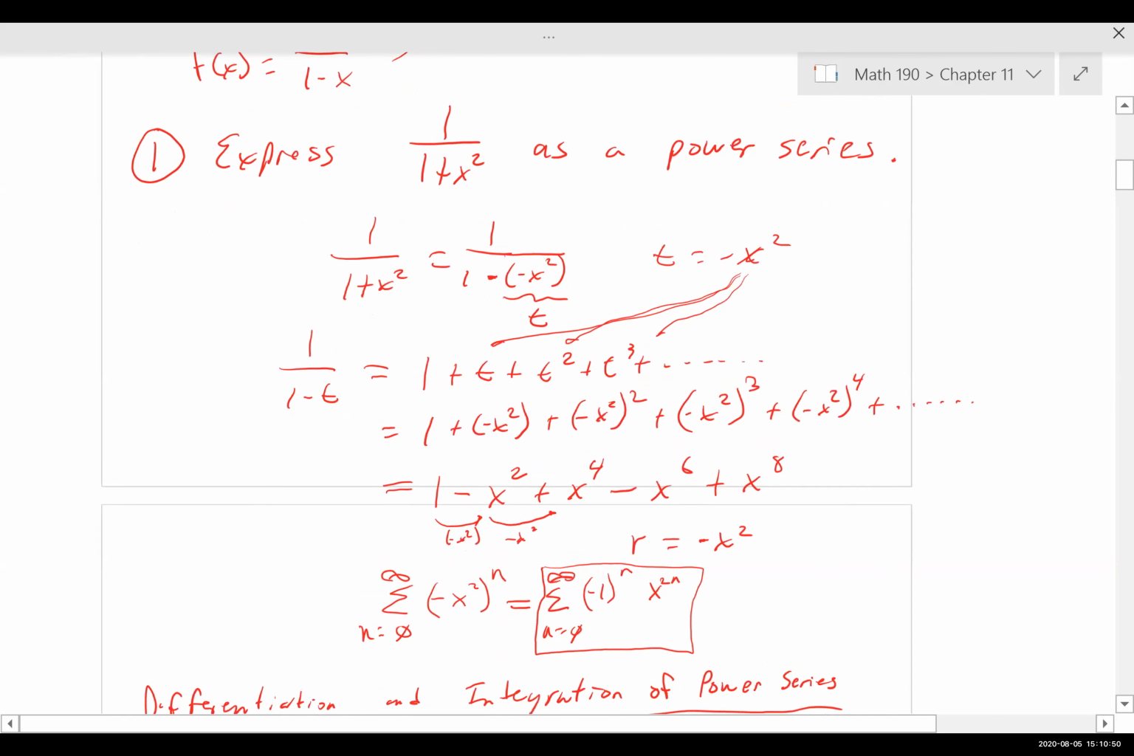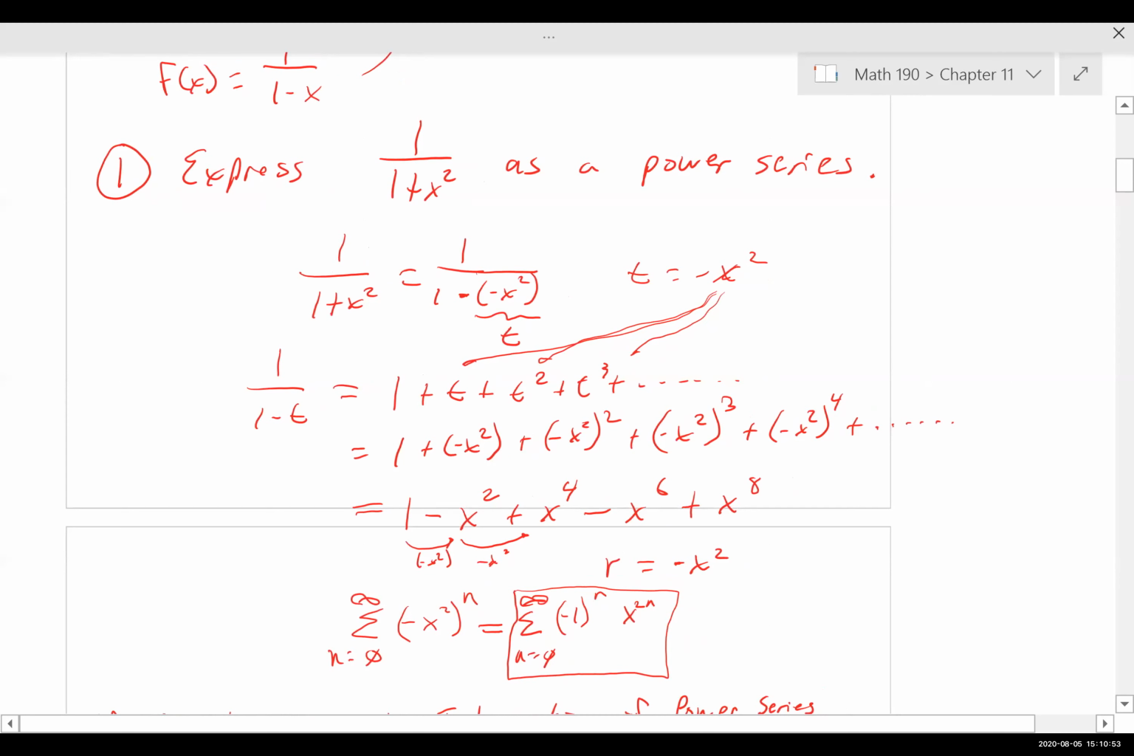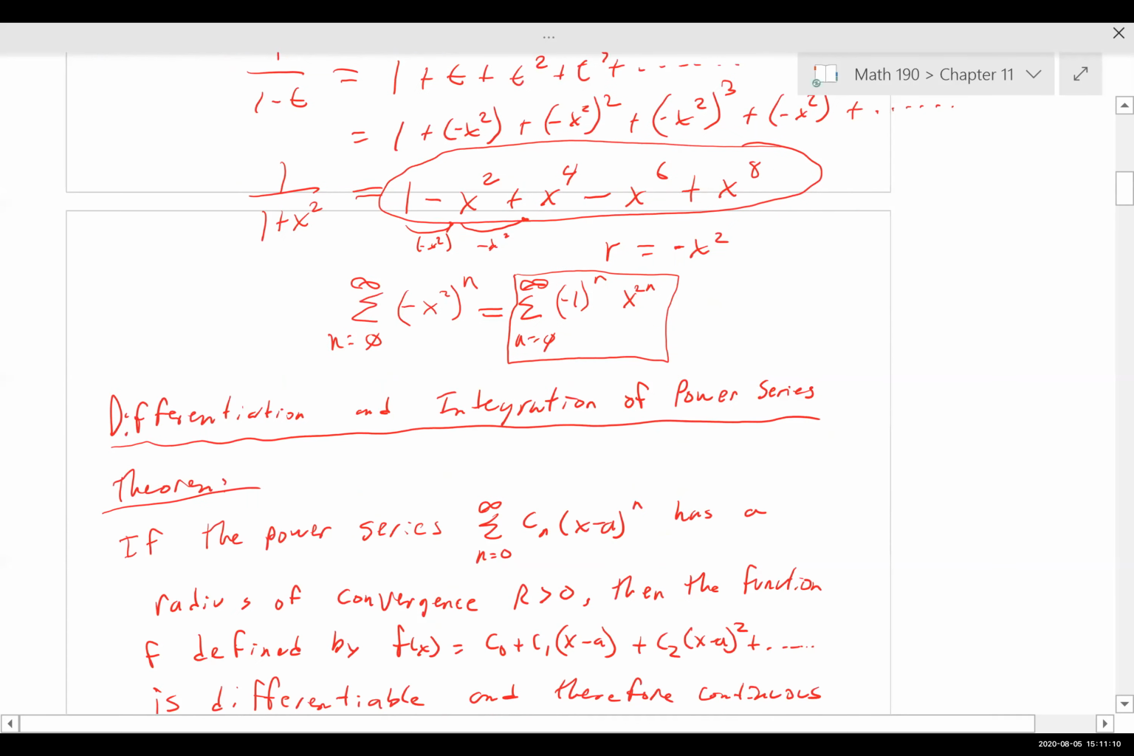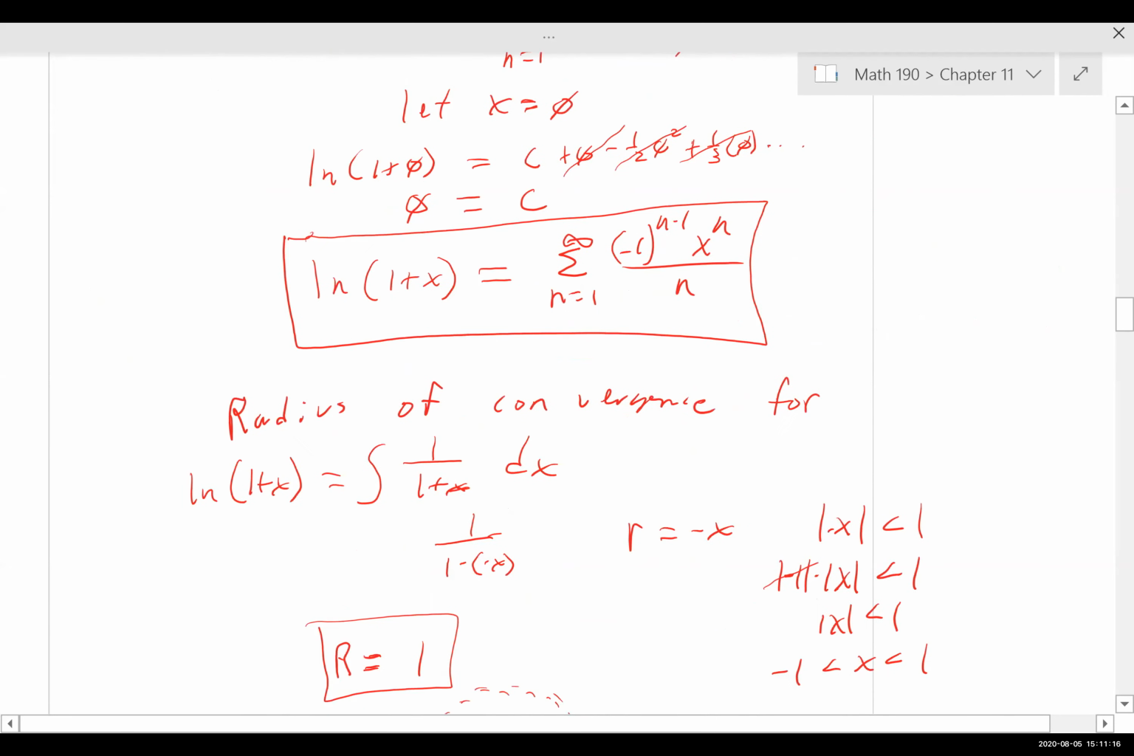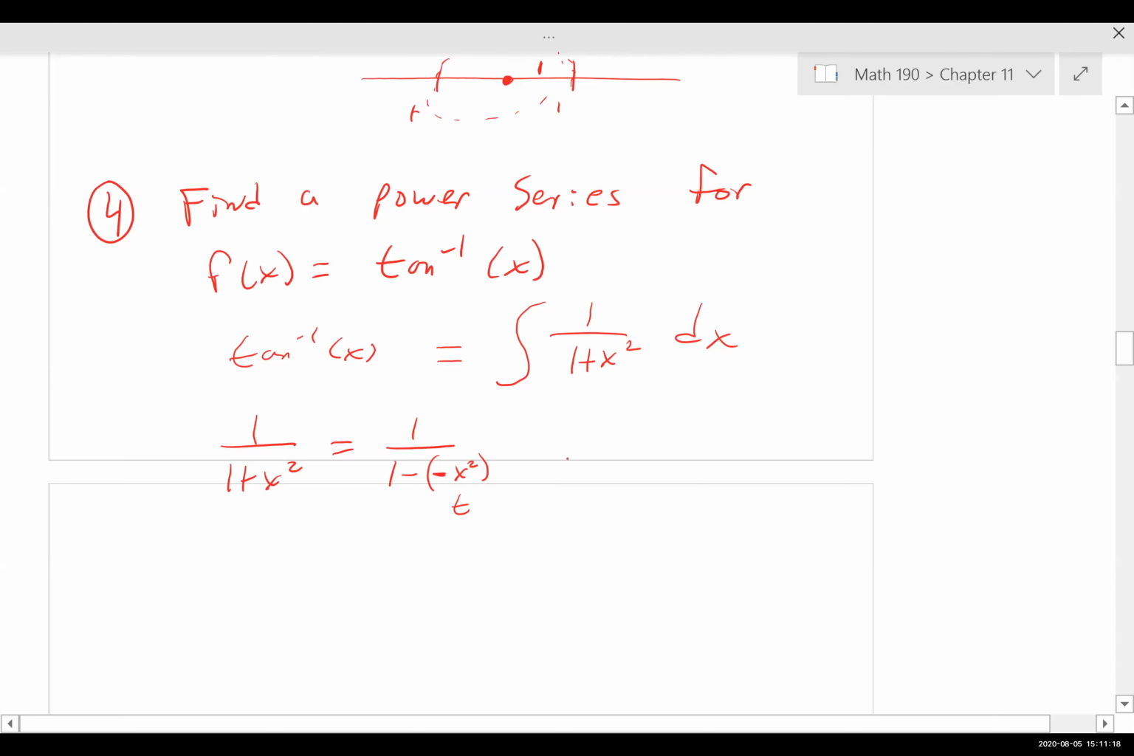Number 1, express this as a power series, right? So what is the power series for this thing? It looks like this, right? That's kind of cool. So 1 over 1 plus x squared is equal to that power series there. Oh, okay. So from number 1, we can just borrow that. We don't have to do the whole thing over again. Why waste our time? So this is equal to 1 minus x squared plus x to the 4th minus x to the 6th plus x to the 8th plus dot, dot, dot, right?